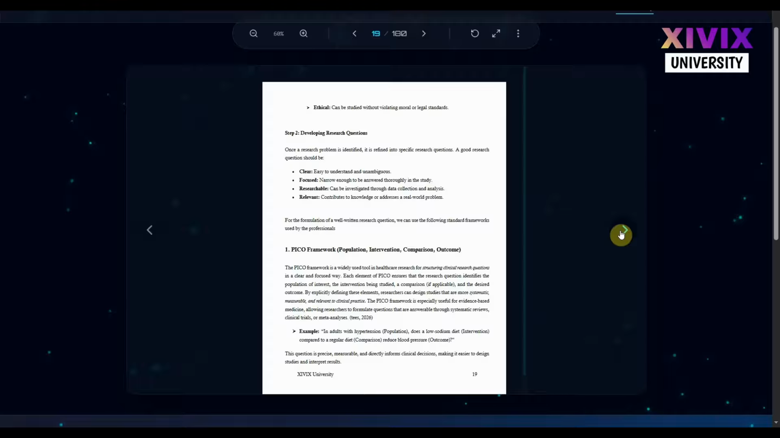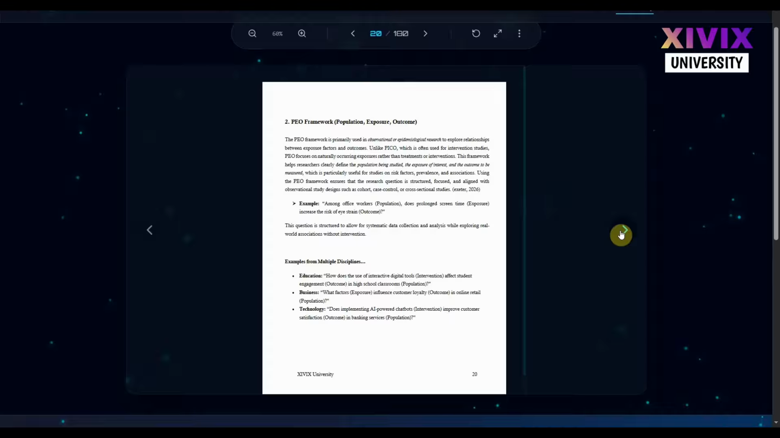In PEO framework, intervention is an exception. Therefore, it focuses more on the natural occurrences. For an example, we have among office workers, the population. Does prolonged screen time, the exposure part, increase the risk of eye strain? The outcome, what could happen as a result of being exposed to screen time.